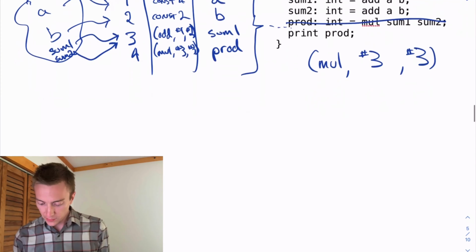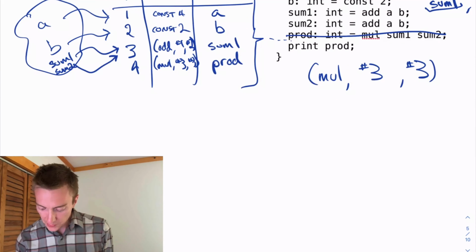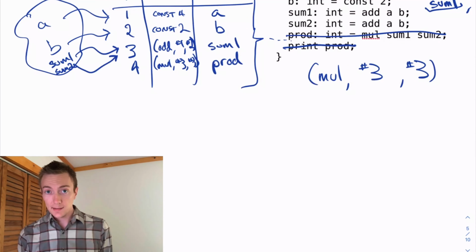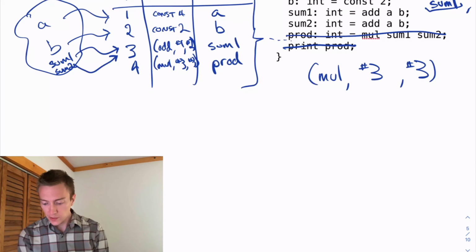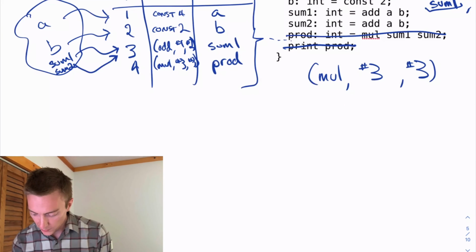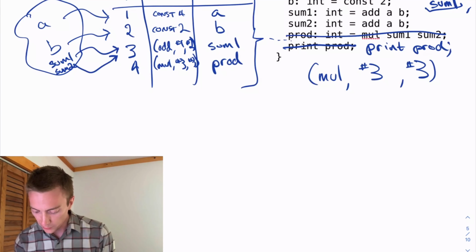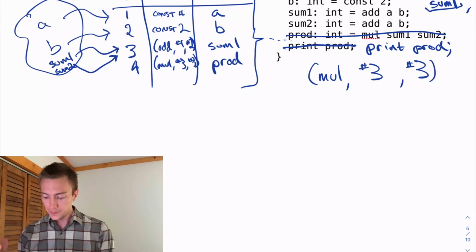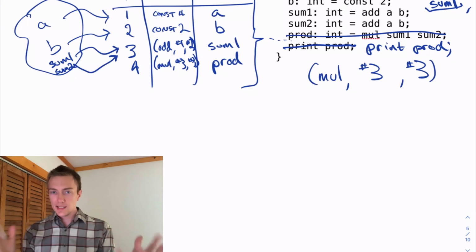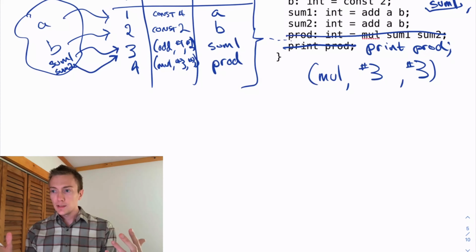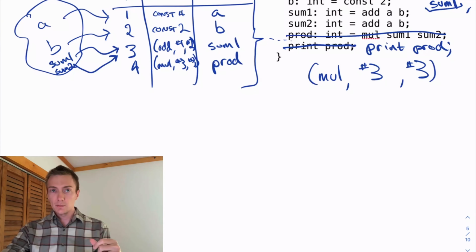If we follow this through to its logical conclusion, we will also have to reconstruct this print to see where its value should actually come from, but it will just be reconstructed as print prod because the canonical home of value number 4 is in the variable prod. We'll end up with a basic block that has been transformed to replace prod with 2 different references to sum1. Sum2 is now just a copy of sum1, and that instruction is now dead.